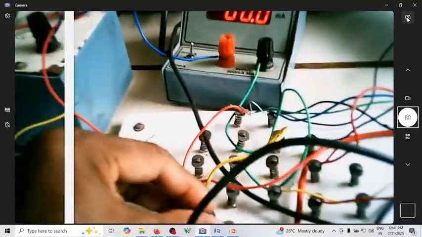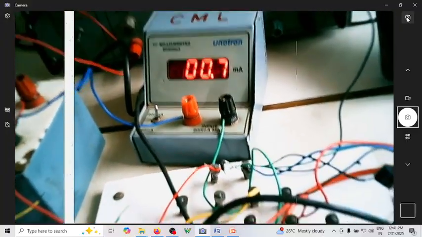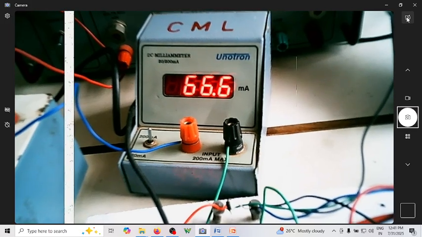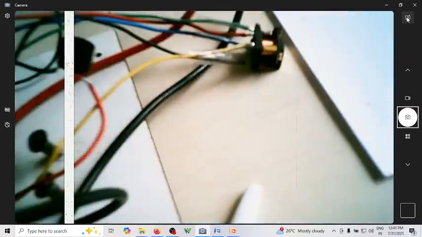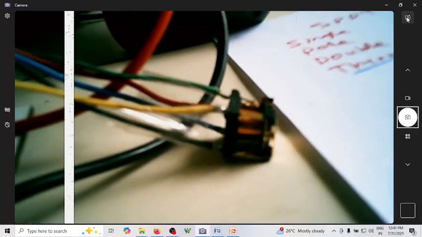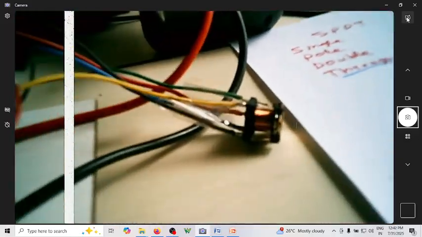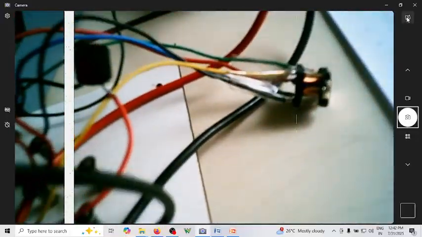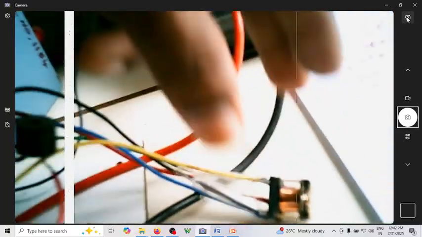The moment I switch it on, you can see, are you getting the buzzer sound? Can you see 66 milliamperes of current is flowing? Just carefully notice what happens to this one. I hope you are able to visualize that. Just have a look at that.